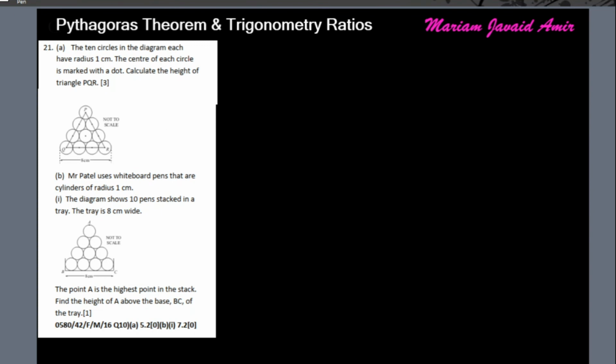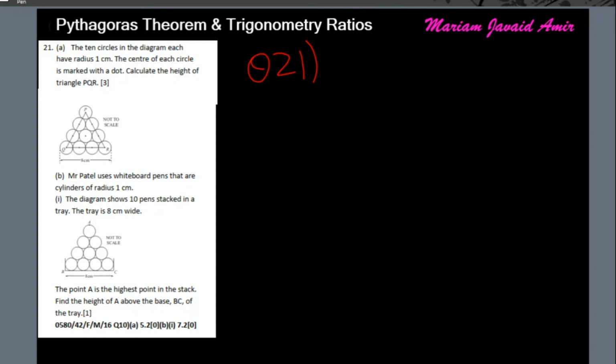Okay, the last question of this worksheet, question 21. There are 10 circles in the diagram, each of radius 1 centimeter. The center of each circle is marked with a dot. Calculate the height of triangle PQR.